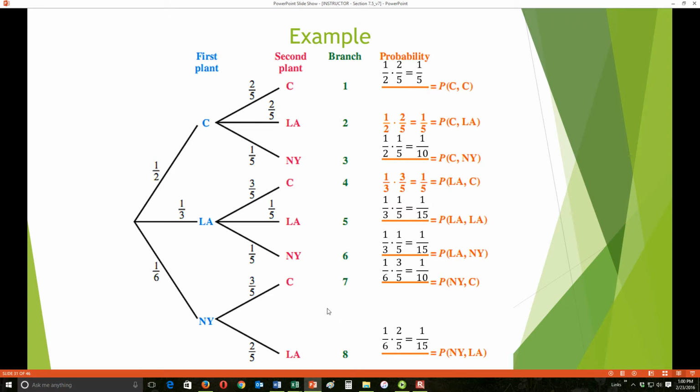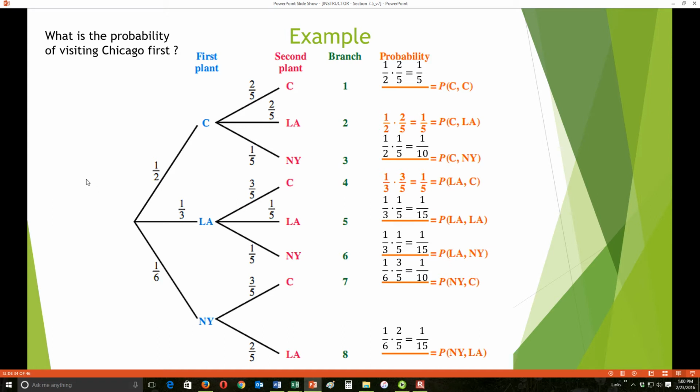So now we can answer our questions. What is the probability of visiting Chicago and then New York? Well, Chicago and then New York is right here, this probability 1/10. What is the probability of visiting both plants in LA? Well, LA and LA is right here, 1/15.